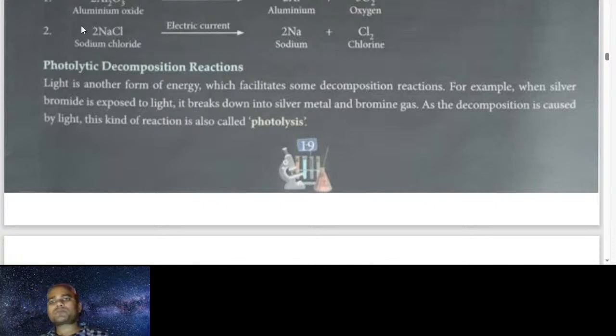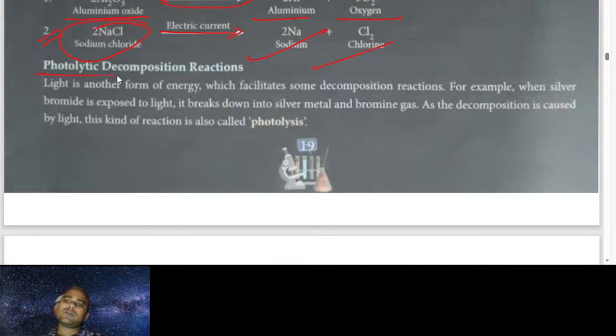Now Al2O3 is there; passing the electricity, student, it will convert it to aluminum and oxygen. Second one here, 2NaCl is there; pass the electric current and it will give sodium and chlorine. So this is what is called the electrolytic decomposition reaction.